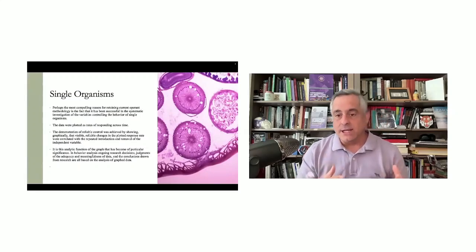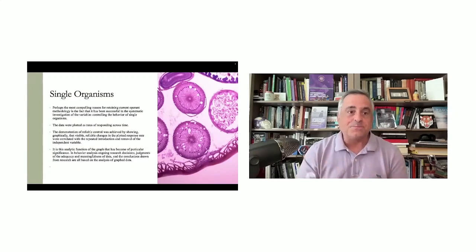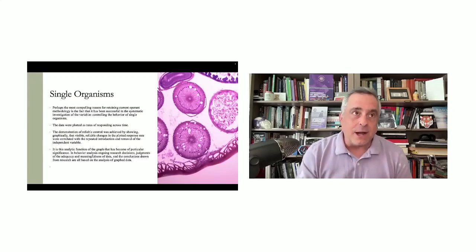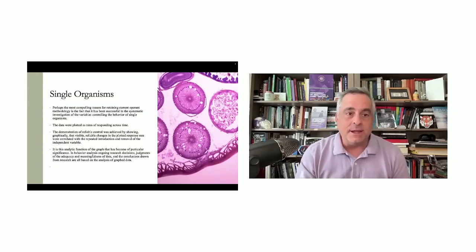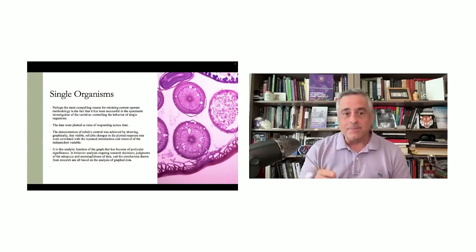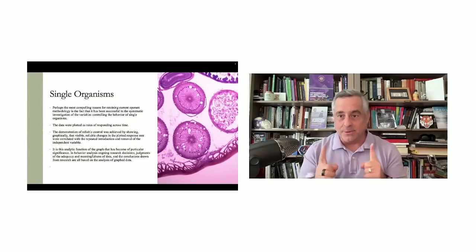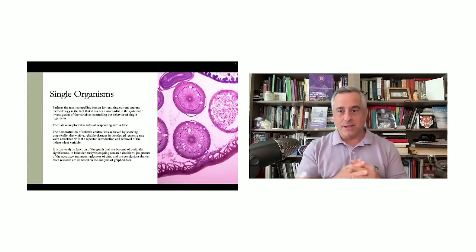So single organisms, single people, and we're doing this because we work with people. Probably the most compelling reason for doing graphs on one person at a time is the fact that it's been successful when we do this. And when we look at the variables that control people and their behavior, the best way to do this is to look at that behavior over time.